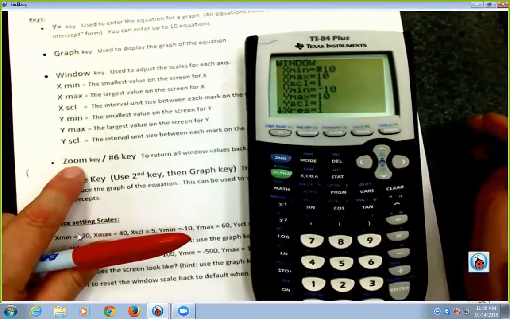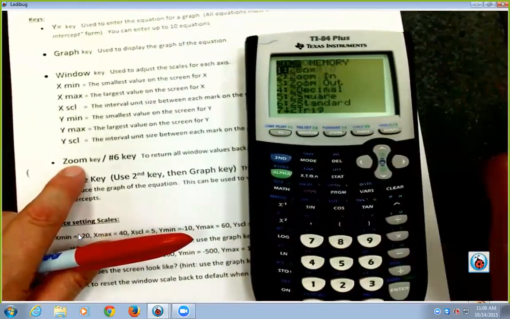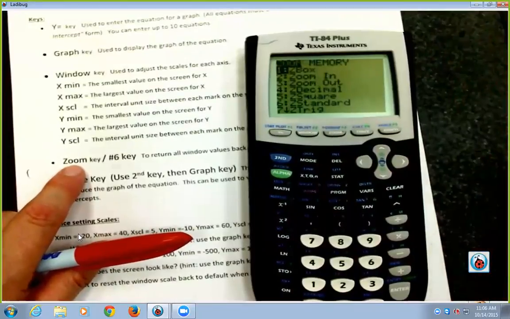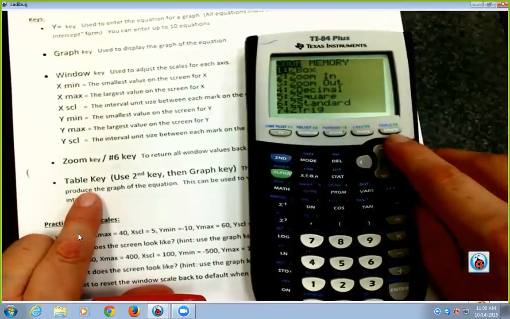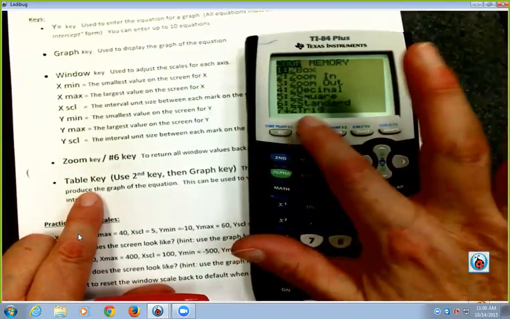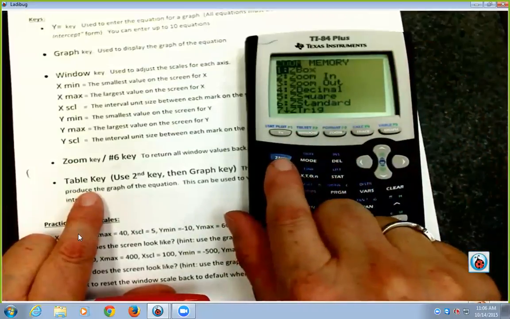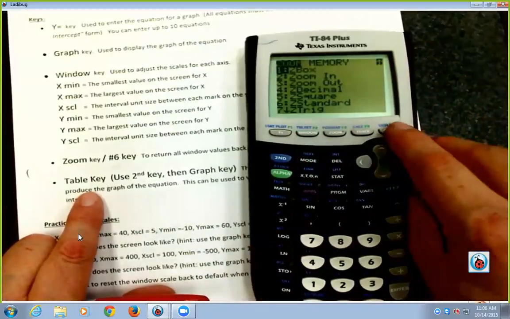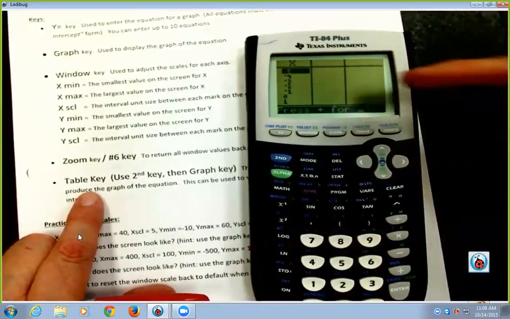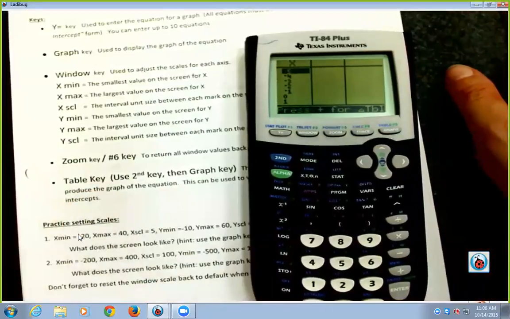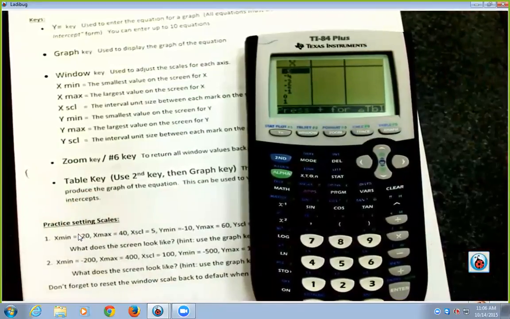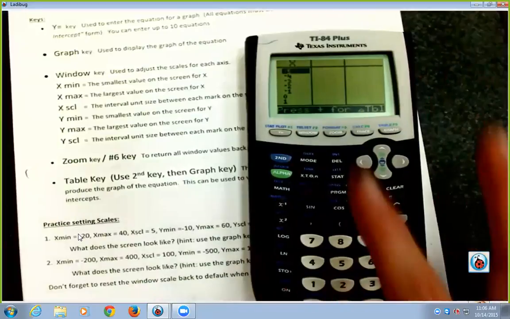Then you get to your zoom key. The zoom key is just like a zoom on your camera. It zooms in, zooms out, and makes your graph bigger or smaller, so it's out farther and you see more points on it. And then above the graph key, there's a table key. If you use your second, because it's printed above the key on your calculator, and hit that, you get a table. Your table is going to show you your x values and your y values once we put something in there that we want to work with.